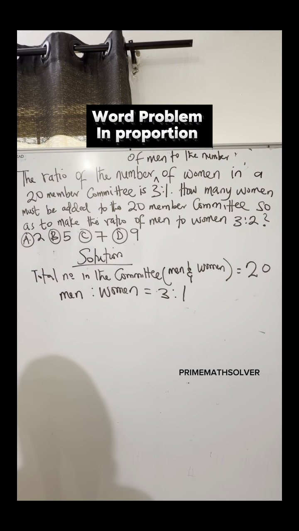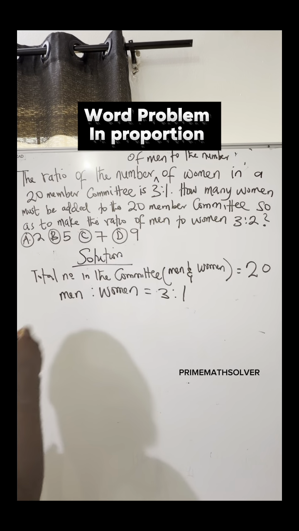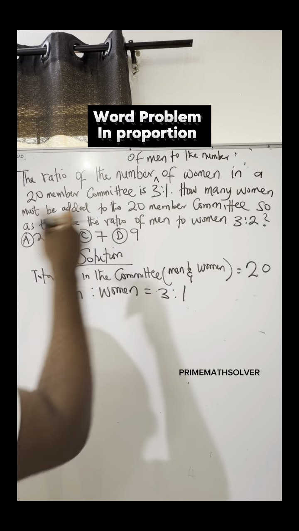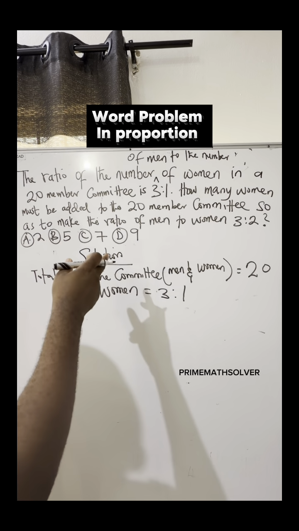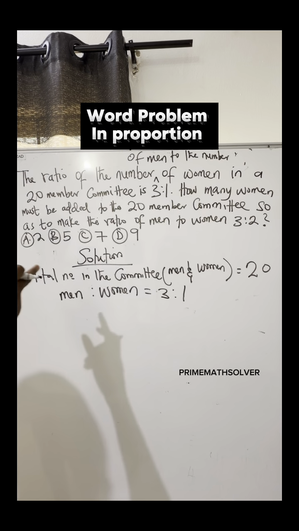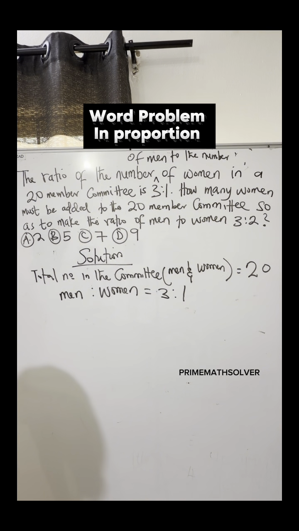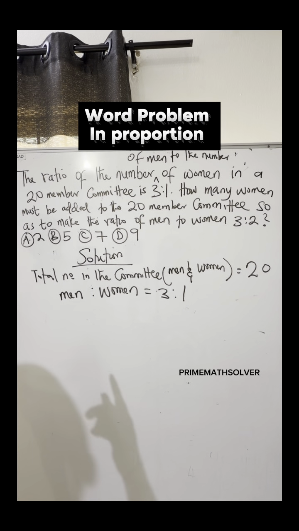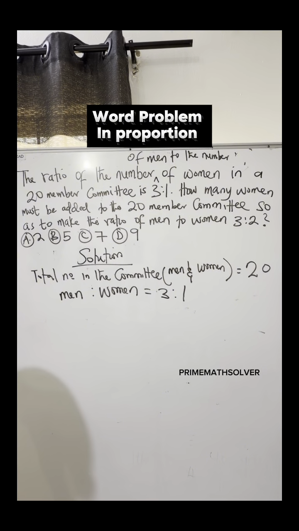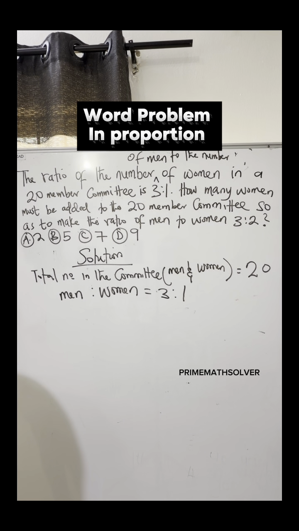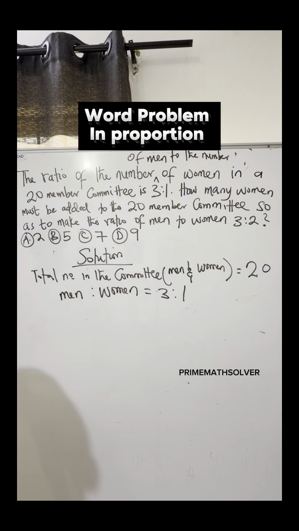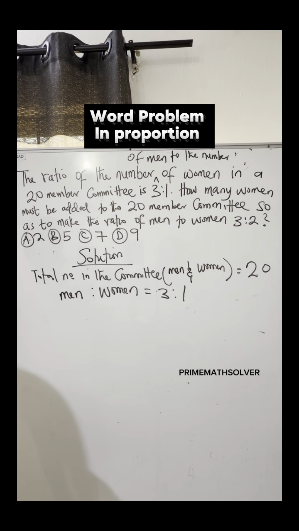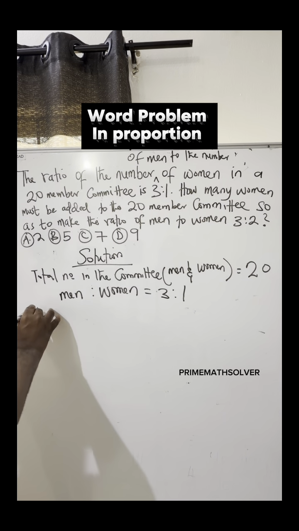Now, let's continue. How many women? Listen to this. How many women? They didn't say how many men. They said how many women must be added to the 20-member committee so as to make the ratio of men to women 3:2. Do we know the number of women that must be added? The answer is no. They say how many? So, let the number of women to be added be X.